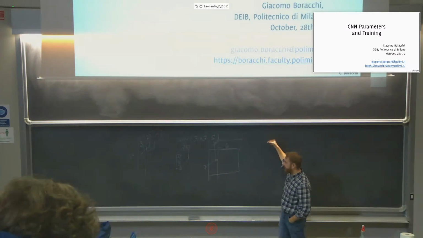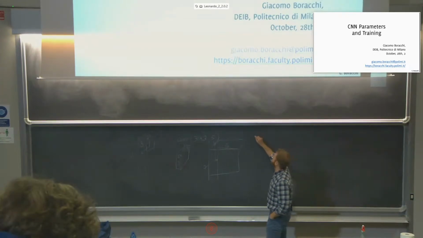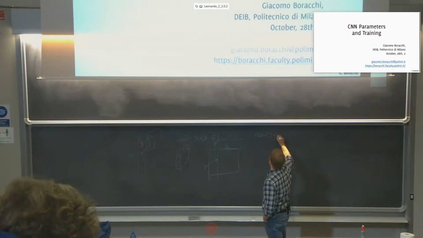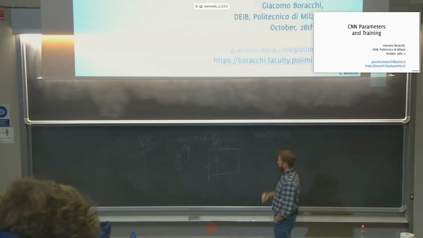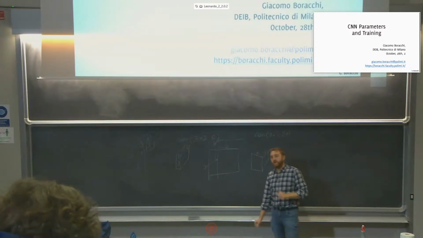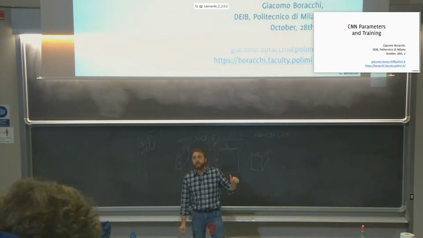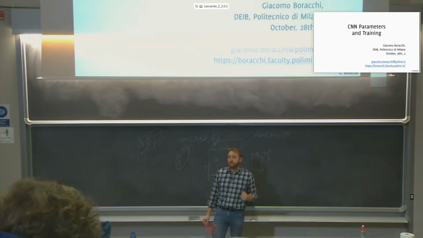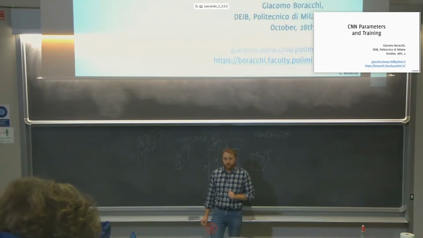Now, if you want to take another convolutional layer here, which is, I don't know, 3 by 3, 27 filters. Each filter here needs to be 3 by 3 by 5, because otherwise you cannot compute the convolution. Is everything clear to everybody? Any question? Any other question? No? Okay.